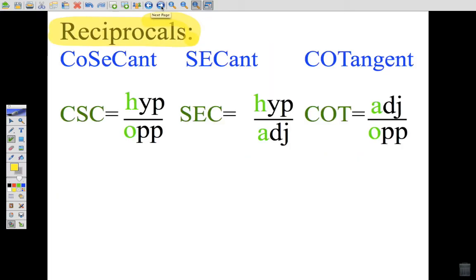Each of those three trig functions, which should be a review of what you learned in your Algebra 1 year, actually have reciprocals. So there aren't just 3 trig functions, there are 6. Cosecant is sine's reciprocal. So you're going to flip opposite over hypotenuse for cosecant, and it'll become hypotenuse over opposite. Cosine's reciprocal is secant, and tangent's reciprocal is cotangent. And you see that each of those calculations for the ratio is simply the reciprocal.